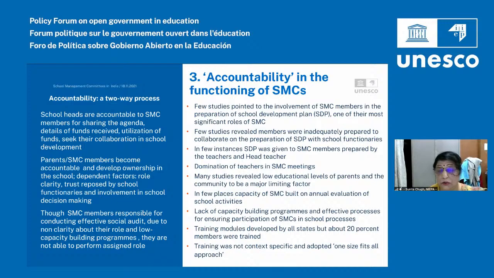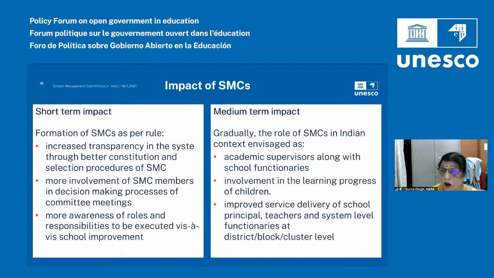Though SMC members are responsible for conducting effective social audit, due to non-clarity about their role and low capacity building programs, they are not able to perform the assigned role in all the schools. I would not say that is the case everywhere; in some of the schools, they were really accountable and their capacity was built. The study also talks about open data, which is available to all Indian communities, teachers and educators. This open data can be used by the SMC members for planning of the school development plan.